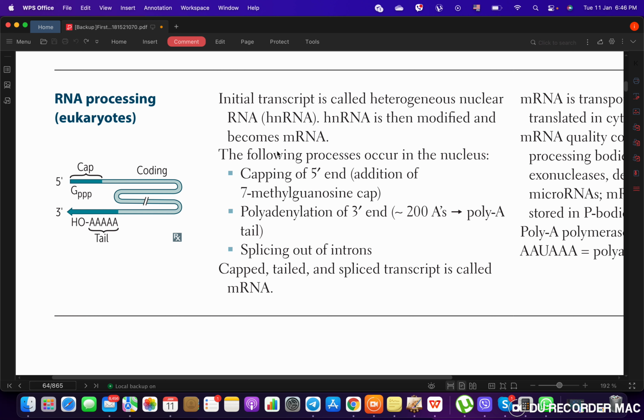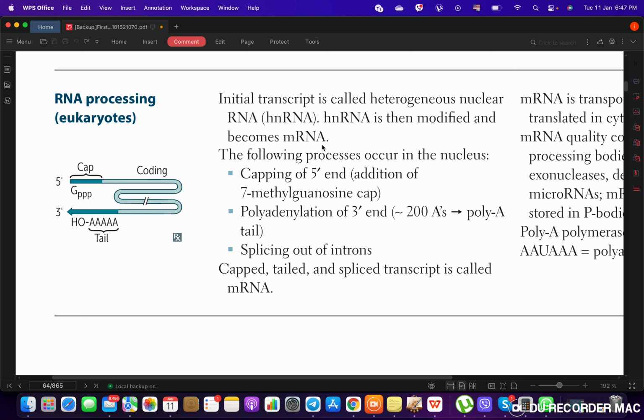Okay? So the following process occurs in the nucleus, which is what? If you get a question asking where does transcription occur, first of all, somebody tell me. Transcription is the process of converting DNA into RNA. Where does it occur? It occurs in the nucleus, obviously. So if they ask you where does post-transcriptional modification occur, please write also nucleus.